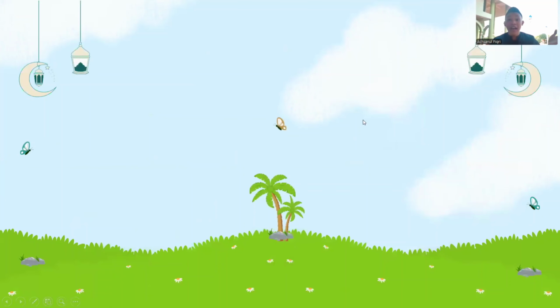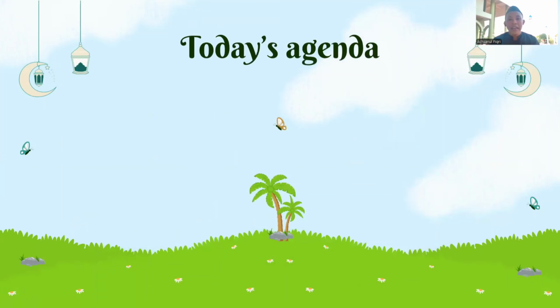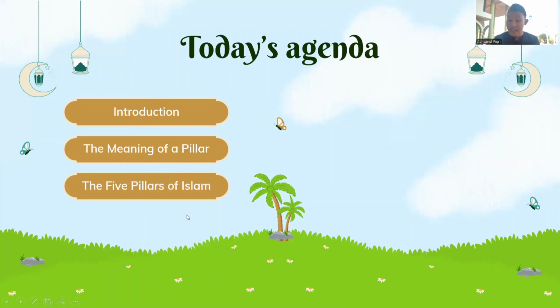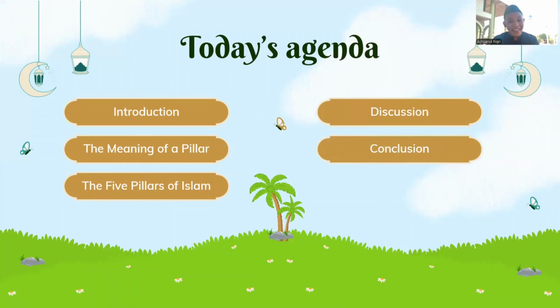So what are our agendas for today? Have a look, please. Look at the screen. There are 6 agendas. The first is introduction, which I already did. The second, we are going to discuss the meaning of a pillar. Next, the 5 pillars of Islam, and then discussion, where we discuss together, and then conclusion, and last but not least, reflection to check your understanding of this topic. Are you ready? Let's move to the first subtopic, the meaning of a pillar.